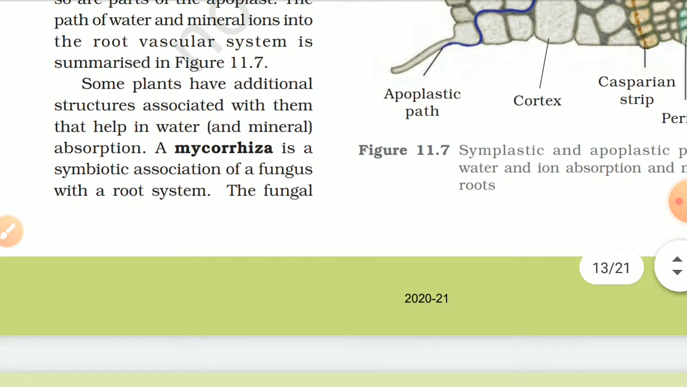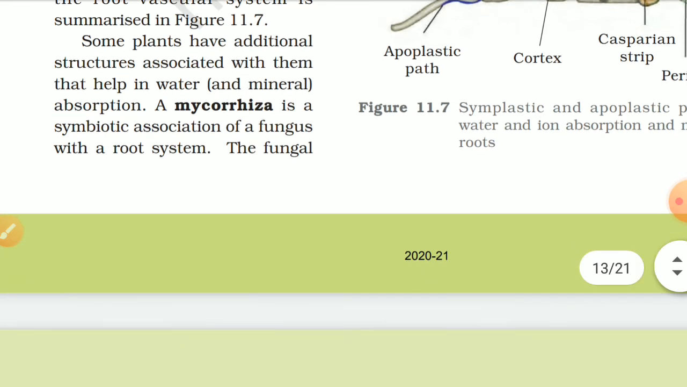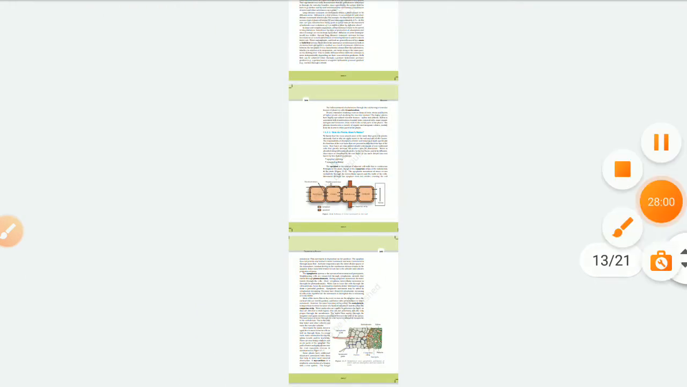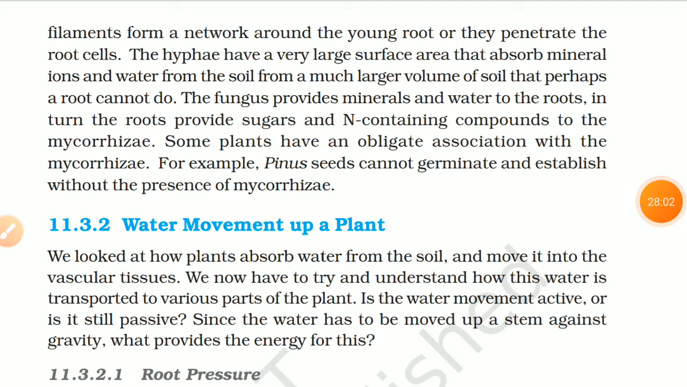Some plants have additional structures associated with them that help in water and mineral absorption. A mycorrhiza is a symbiotic association of a fungus with a root. The fungal filaments form a network around the young root or they penetrate the root cells.